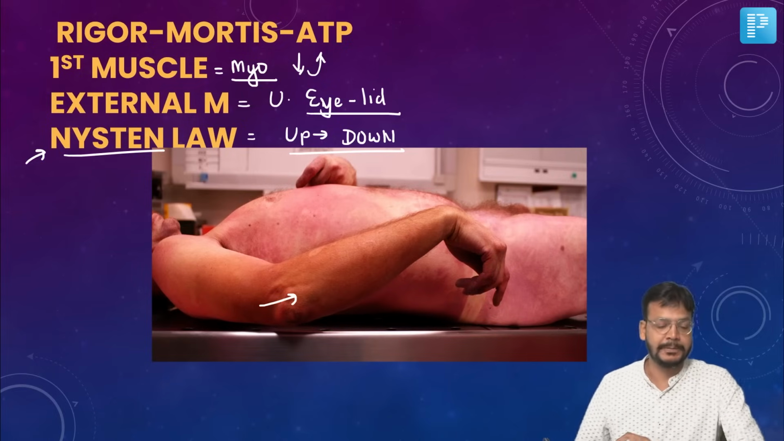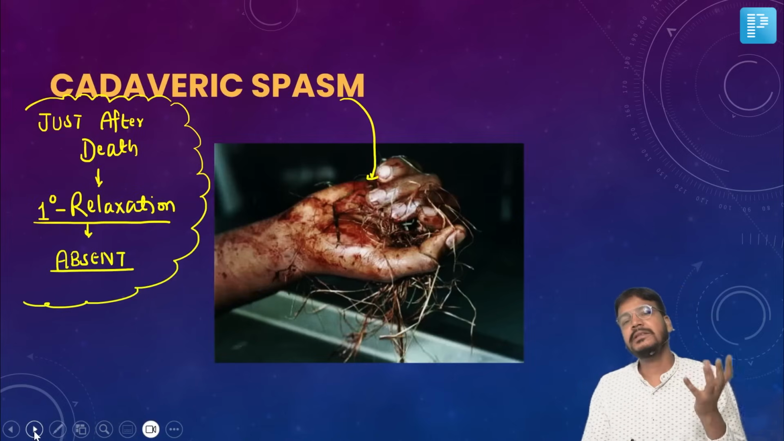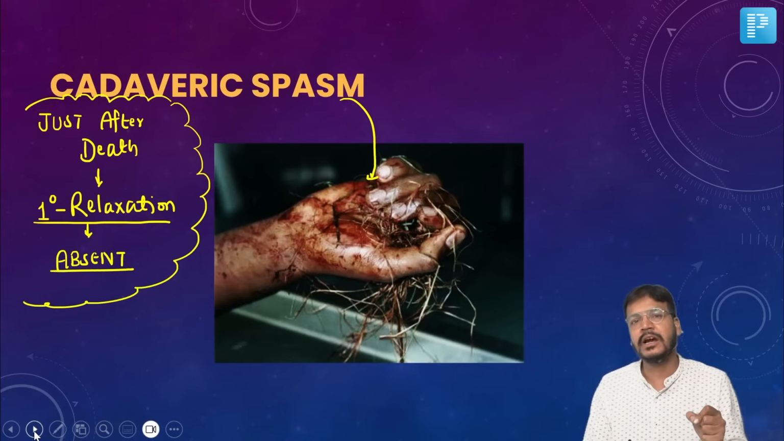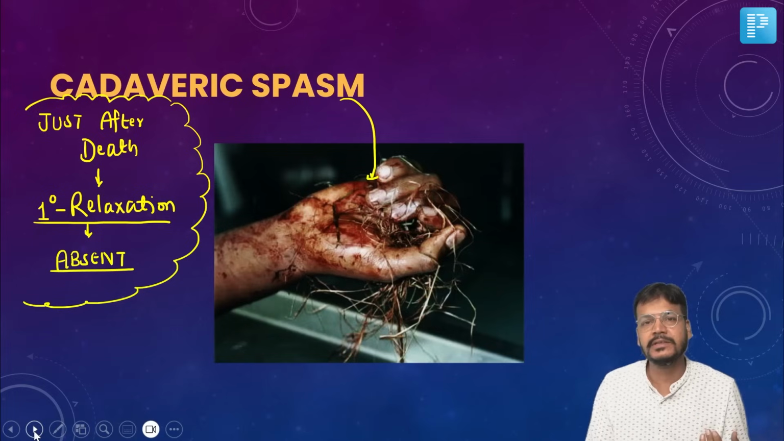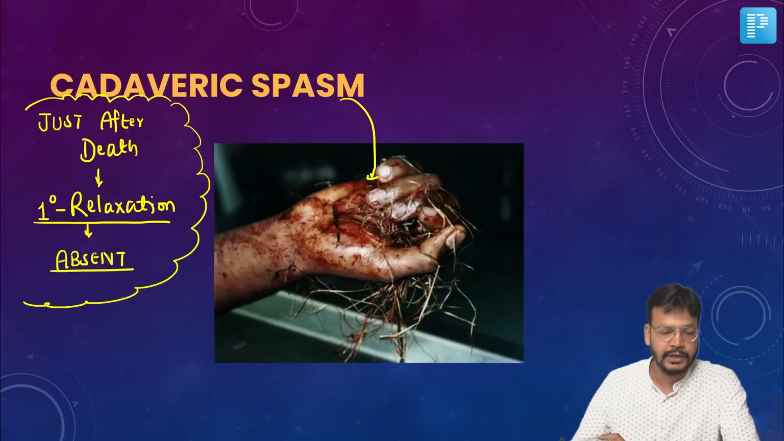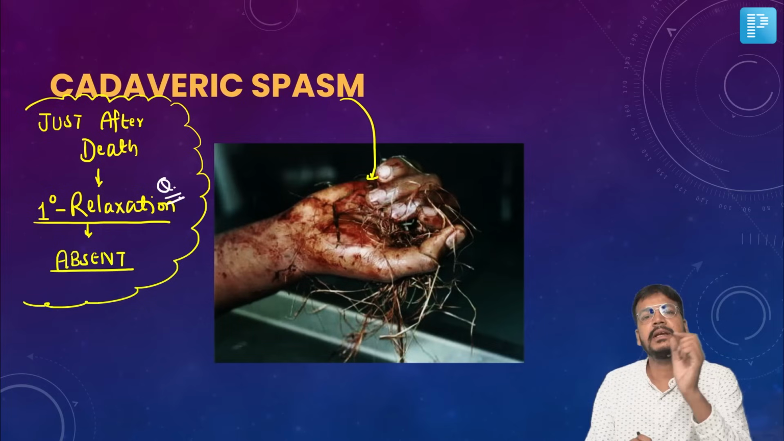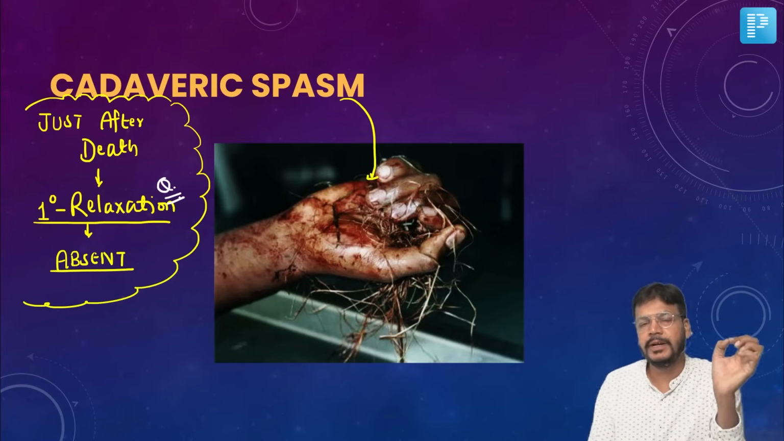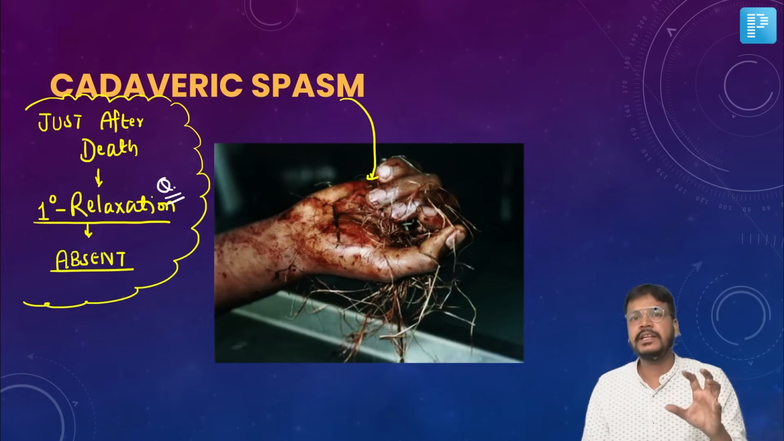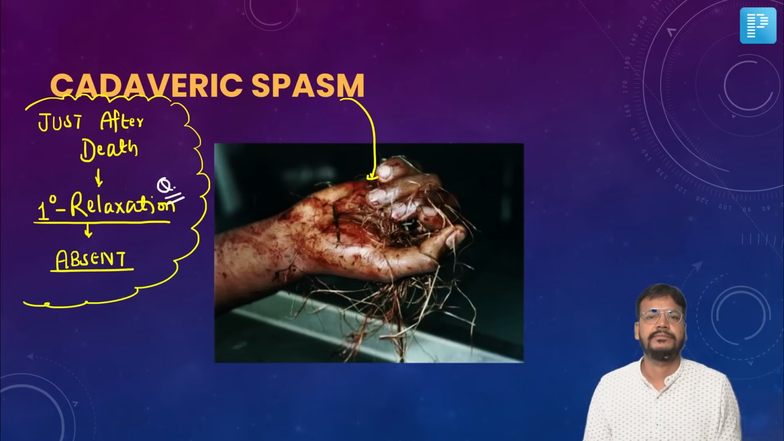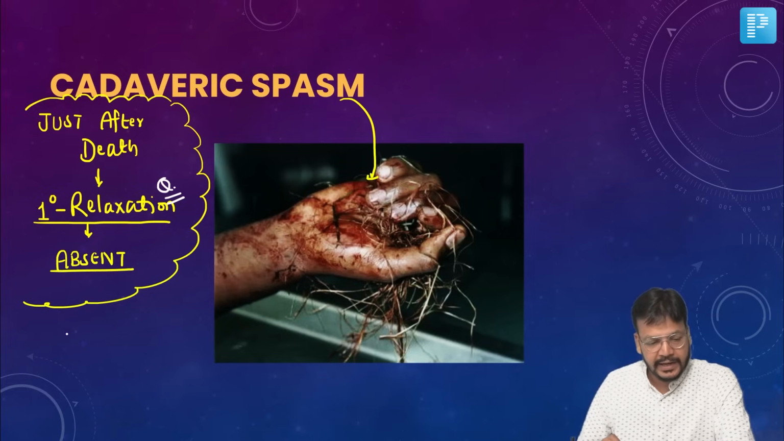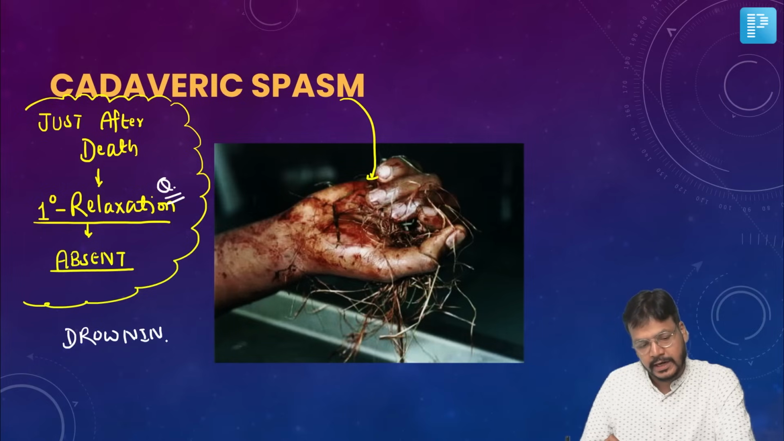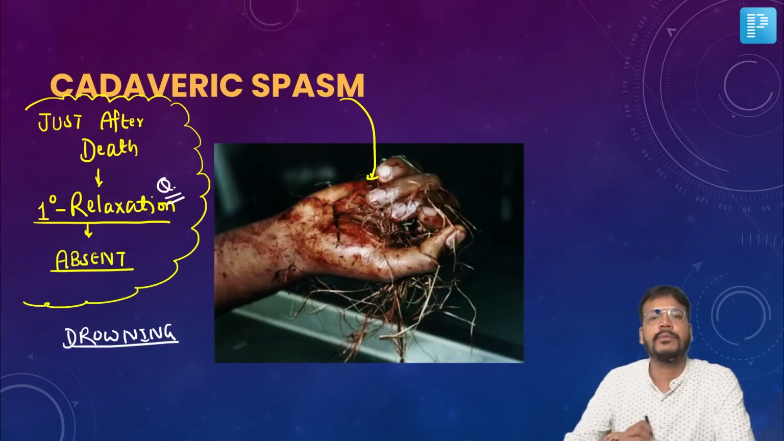Cadaveric rigidity, not cadaveric spasm. Now, sir, this is cadaveric spasm. This is seen just after death. Rigor mortis is not seen just after death. So here, primary relaxation phase is absent. But it is not seen in all muscles. It is seen in few muscles which are in action. And it is very, very common in drowning. It's a very important sign of antemortem drowning.